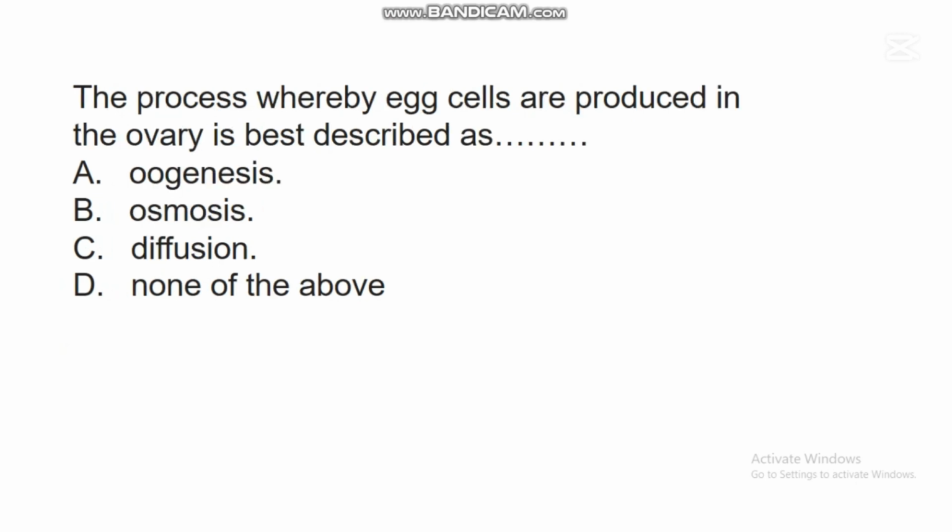The next question says, the process whereby egg cells are produced in the ovary is best described as dash. A. Oogenesis. B. Osmosis. C. Diffusion. D. None of the above. In this question, the correct answer is A. Oogenesis. This oogenesis is the process whereby egg cells are produced in the ovary.